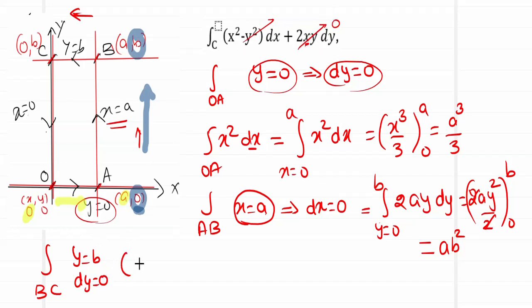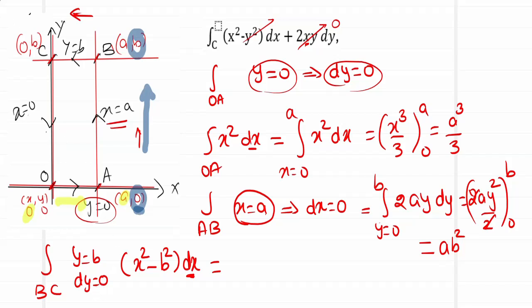So what is going to be the first term? X square minus y square. What is y to be replaced with? b. So it is x square minus b square times dx. Now this has to be integrated with respect to which variable? In the x direction. So let us check what is happening in the x direction.